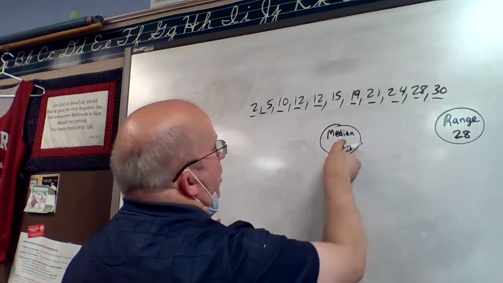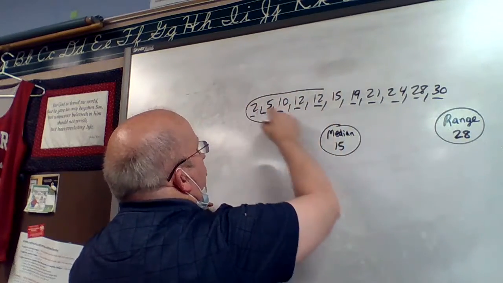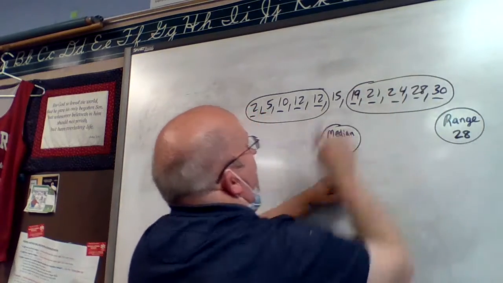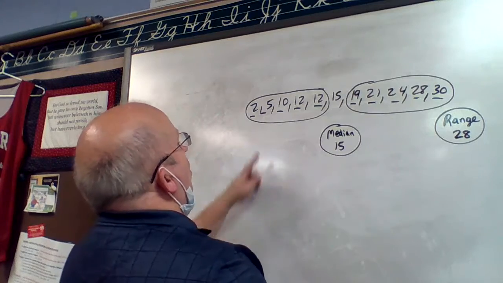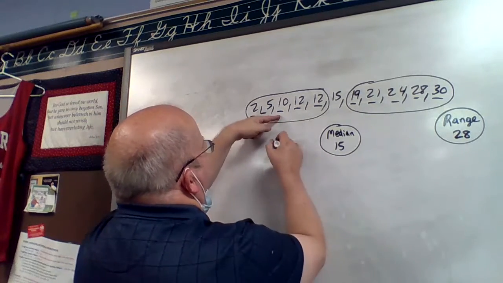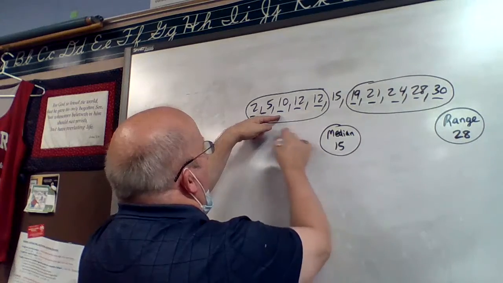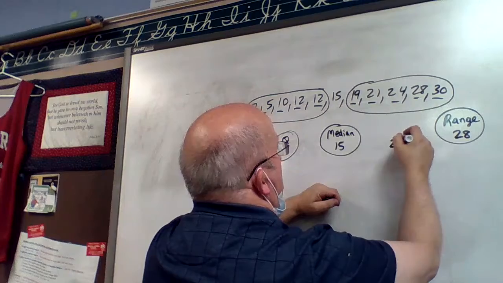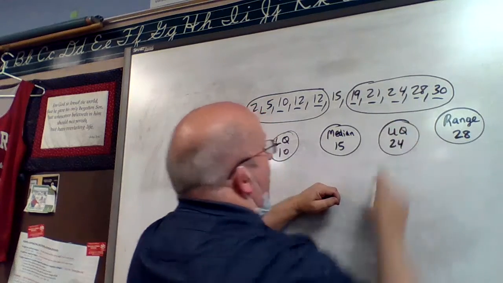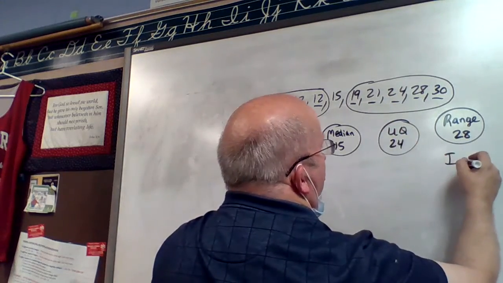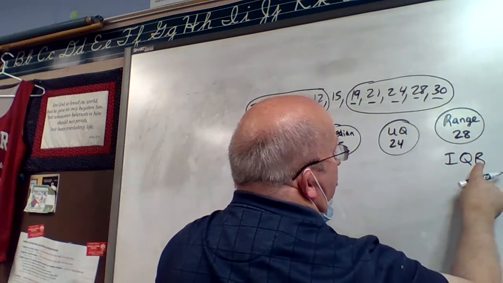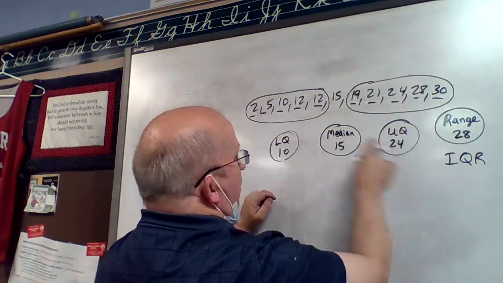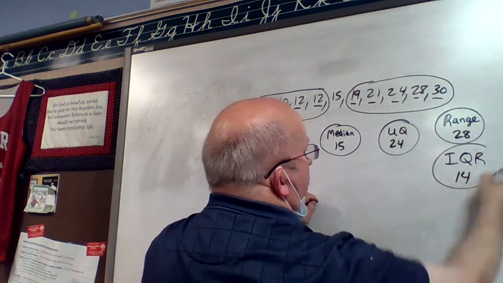Okay? Now, we're going to ignore that. We're going to look at all of the numbers smaller than the median, and we're going to look at all of the numbers bigger than the median. What's the median of this data? The 10. 10 is our lower quartile. What's the median of this data? 24 is our middle number. That's our upper quartile. If I want to find my interquartile range, it's the range of the two quartiles. What's the range of these two numbers? 24 minus 10, 14. Done.